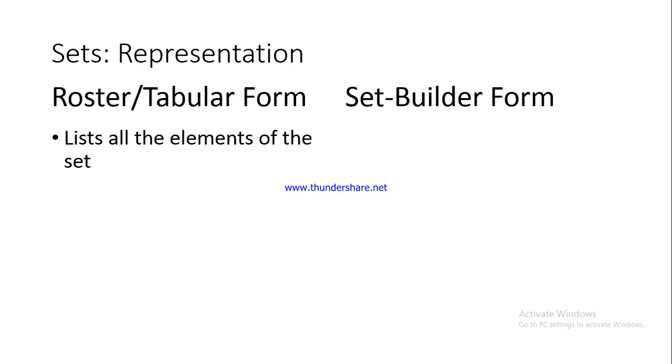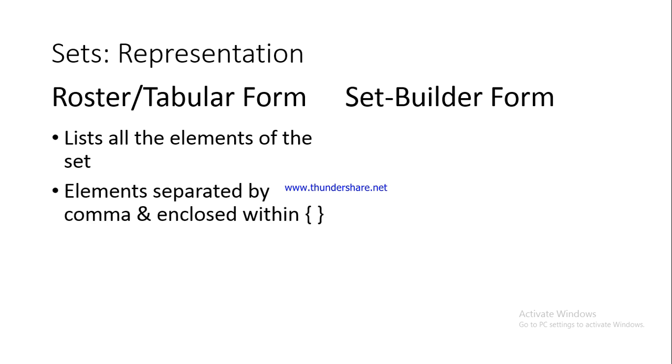So if you represent your sets using the roster or the tabular form, then you'll have to write down all the elements in that particular set. And how do you write it down? You'll have to separate the elements using a comma, and then you have to enclose all the elements in the curly brackets. So all the elements of the set will be enclosed in curly brackets, while every single element would be separated using a comma.